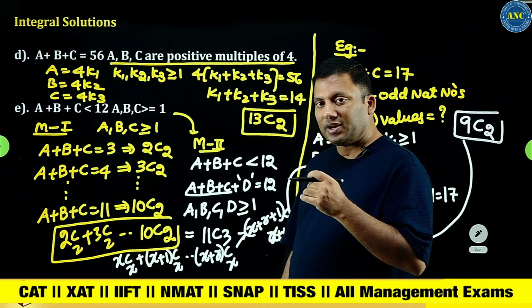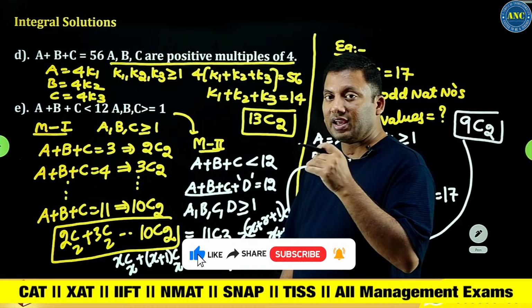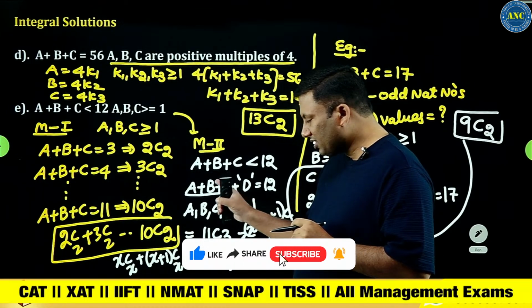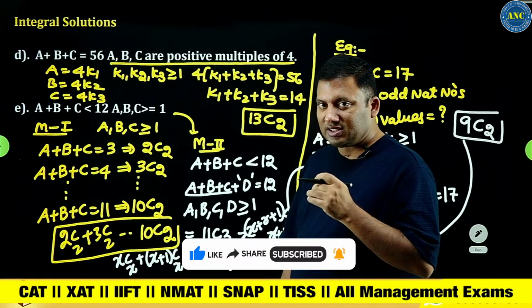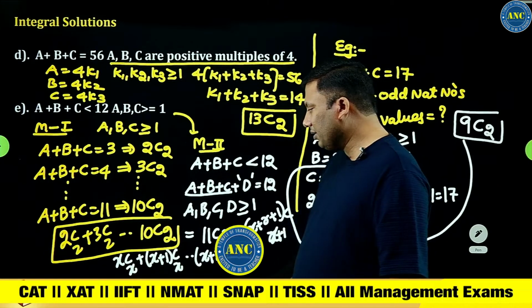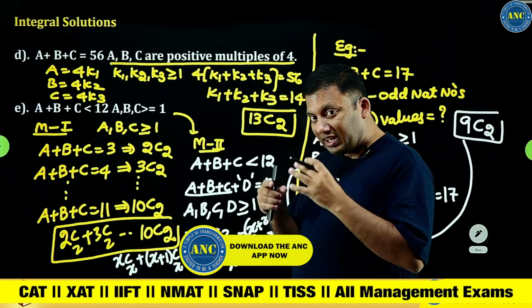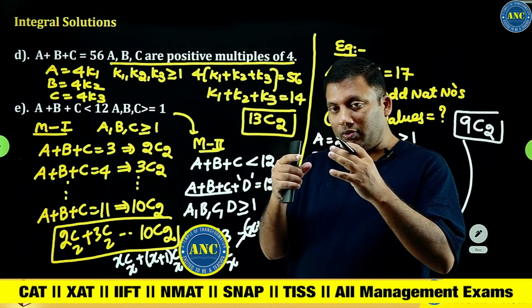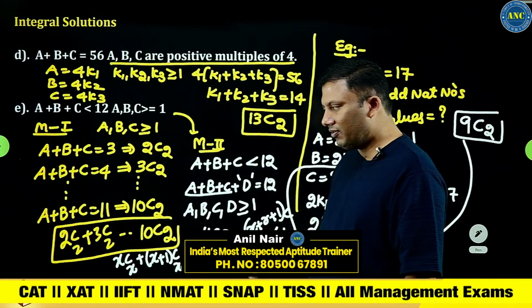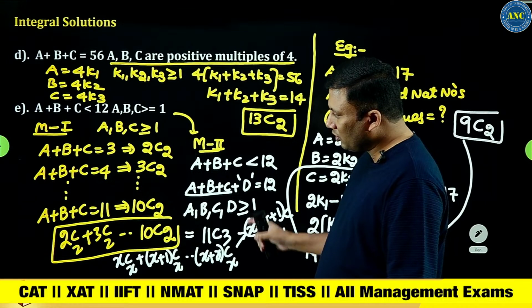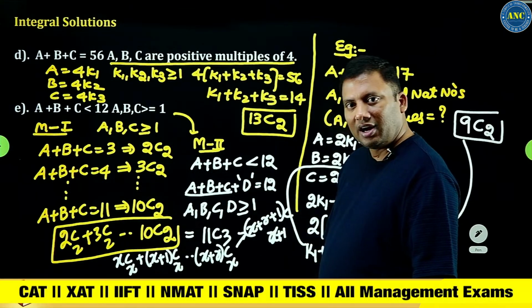If A plus B plus C is 11, D can be 1. If it is 10, D can be 2. If it is 9, D can be 3. Whatever is needed to make up 12, the deficit, I am introducing to a dummy variable. Are you all with me?